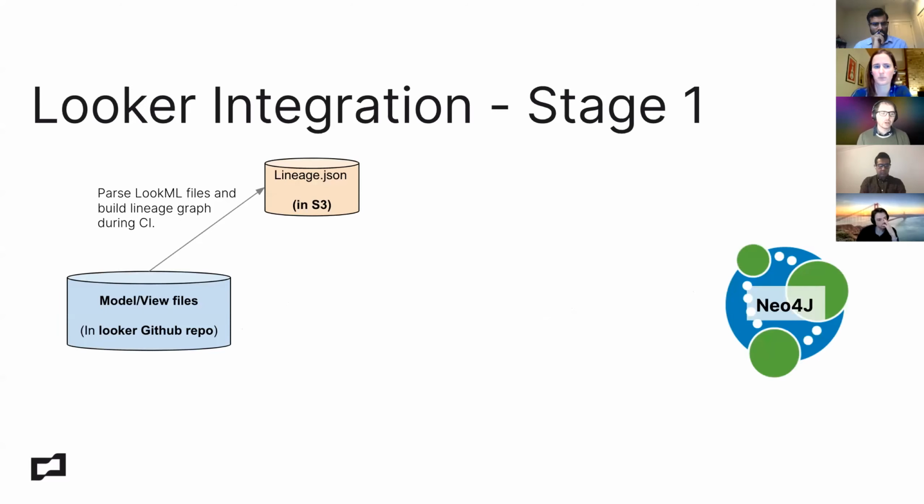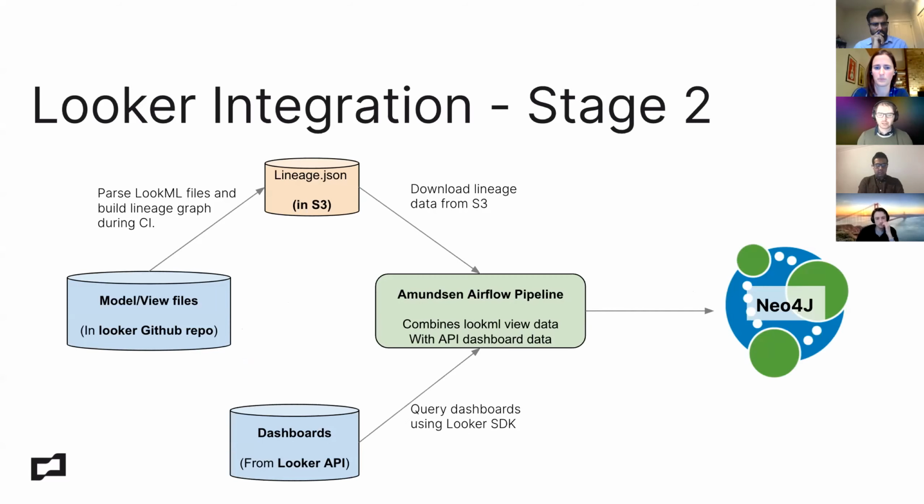We basically have two separate parts of the integration software. The first takes these LookML files and actually just extracts a whole bunch of lineage data and puts it into S3. This happens during our CI/CD process. And then the Amundsen Airflow pipeline itself downloads that data from S3 and also gets the data from the Looker API, combines that, and that's what goes into Neo4j.